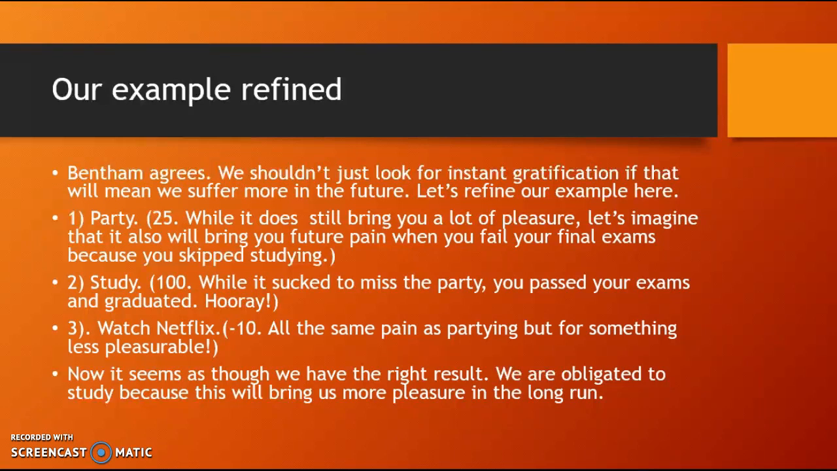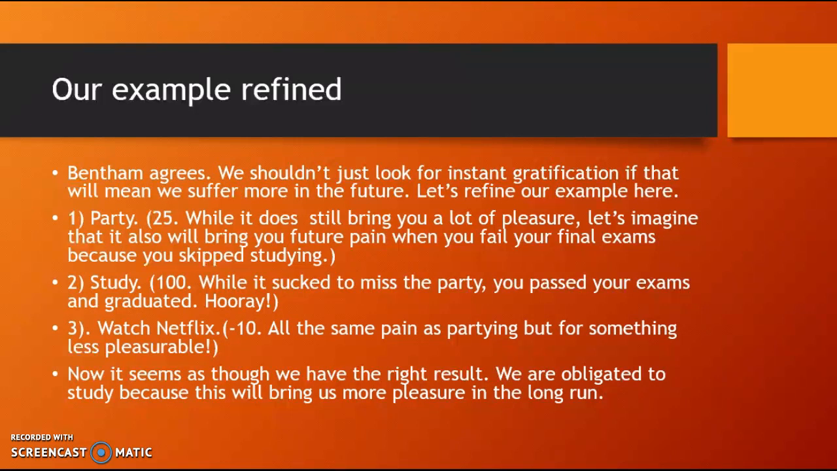Because even though going out and hanging out with your friends is still going to bring you a lot of pleasure, let's also imagine that that means you skipped all of your studying, and because you skipped your studying, you fail your final exams. Right? And so that brings you a lot of pain. That's not a good feeling. Failure is not a good feeling. Getting a poor grade in a class isn't a good feeling. And it could affect your ability to get your degree, which could affect your ability to get your job. So it could be way lower than 25. But let's just say you get the pain of failing your finals. So we're going to give partying 25.